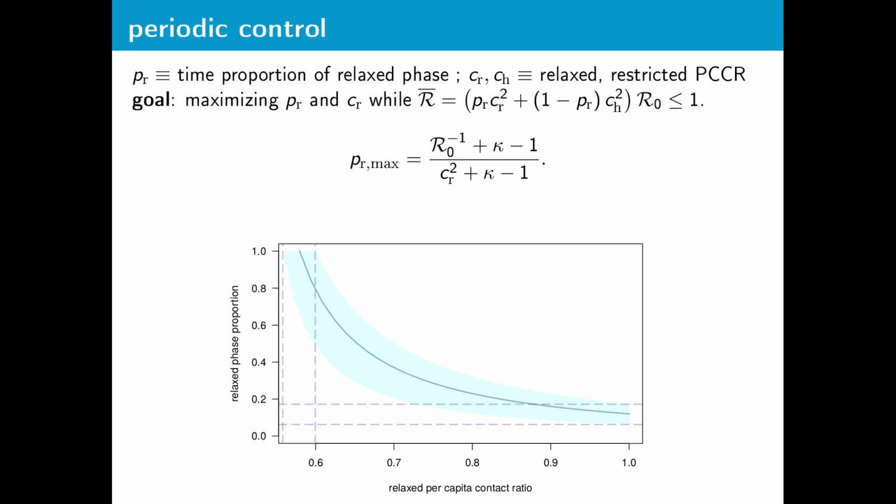Before analyzing the adaptive control that requires field indicators, I wanted to have the null approach, that is a purely periodic control that alternates lockdown phases with relaxed phases. We show that there is a trade-off, as in this graph, between the time spent during the relaxed phase and the intensity of the PCCR during this phase. For a fully relaxed phase with no restriction, only less than 20% of the time can be spent during this phase to have the reproduction number less than 1.